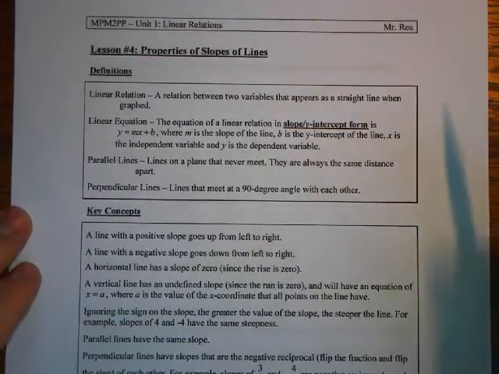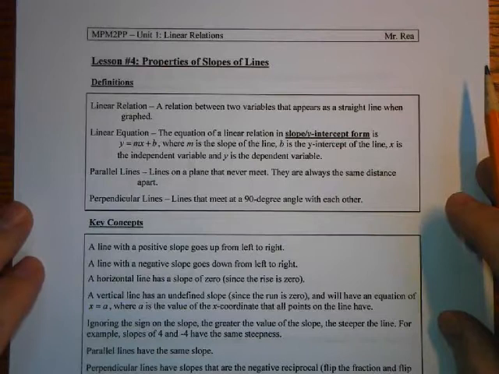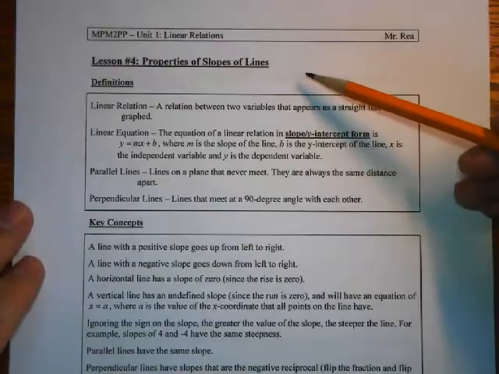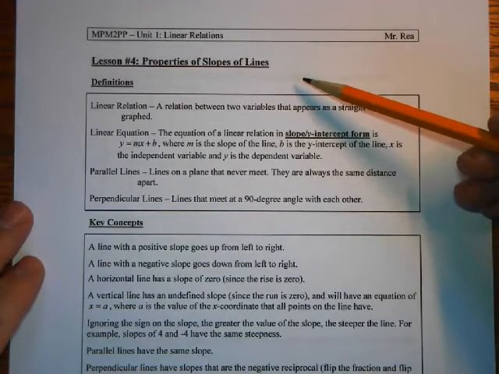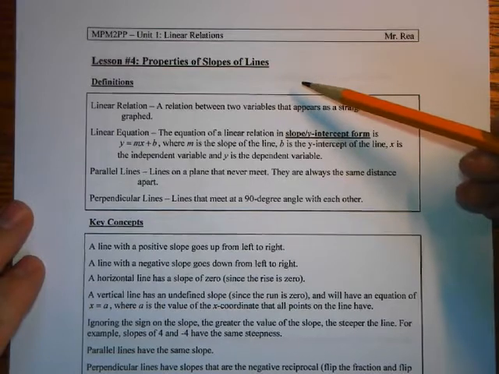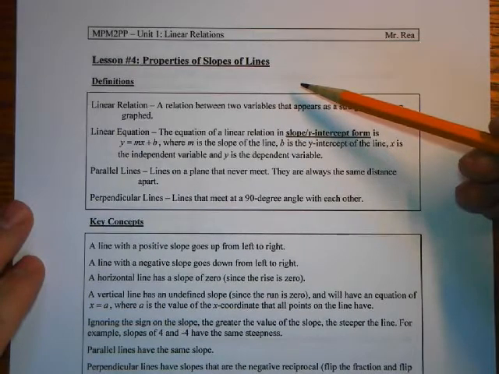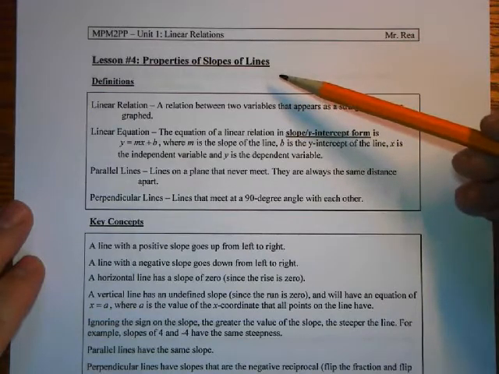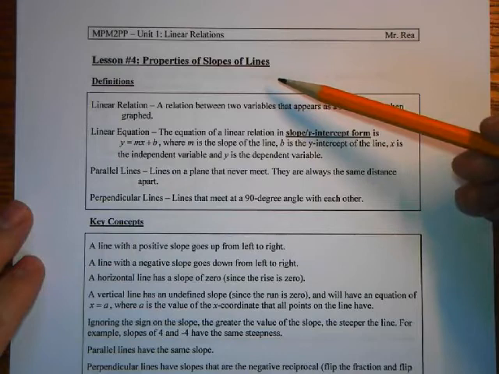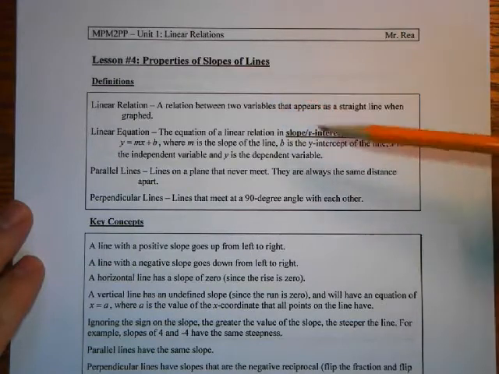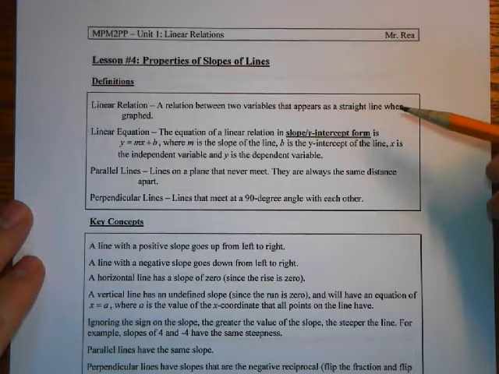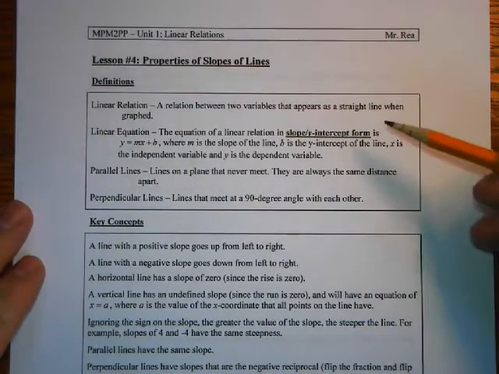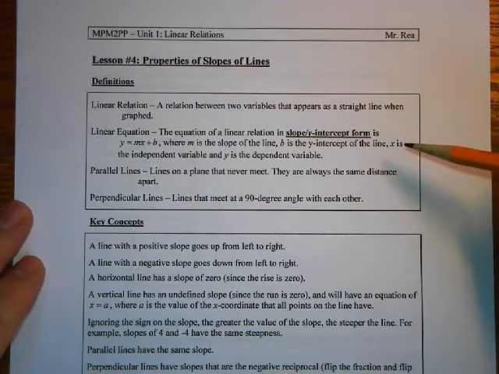We're in Unit 1, talking about linear relations. This is lesson 4. We're going to go a little bit farther into slopes of lines. We're going to look at things like positive and negative slopes and what that looks like on a graph, also the steepness of a line and what that means. And then we're going to talk about parallel and perpendicular lines and how they relate to the slope of lines, and therefore how they relate to the equations of lines.